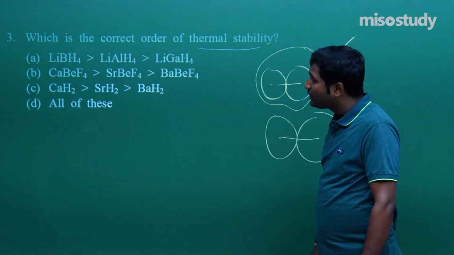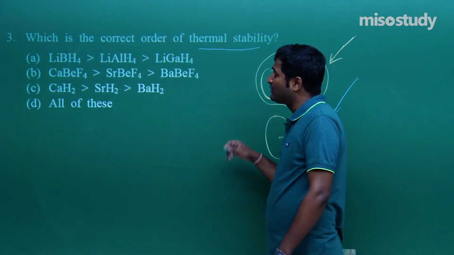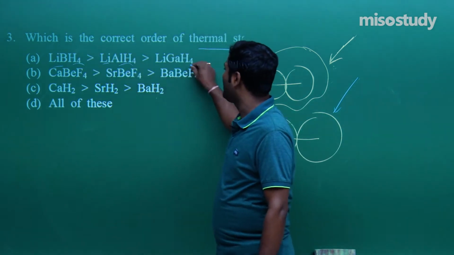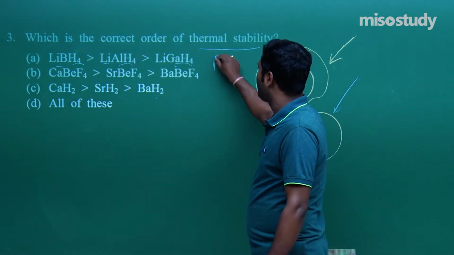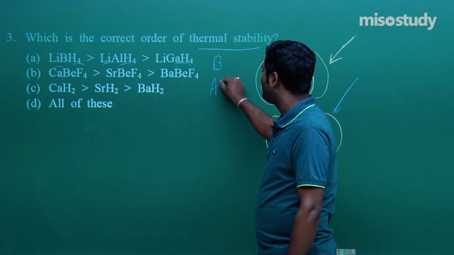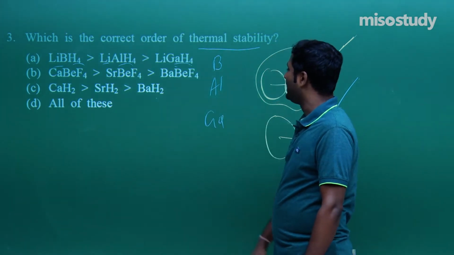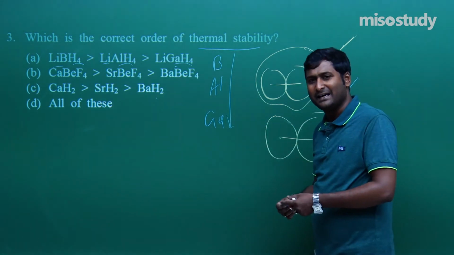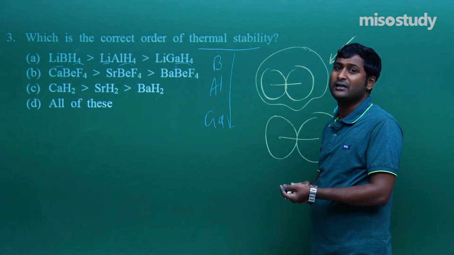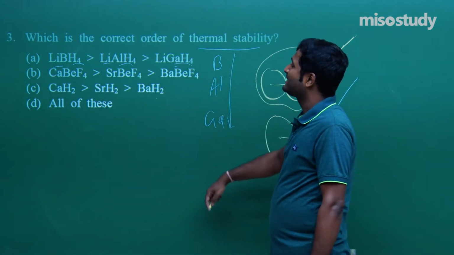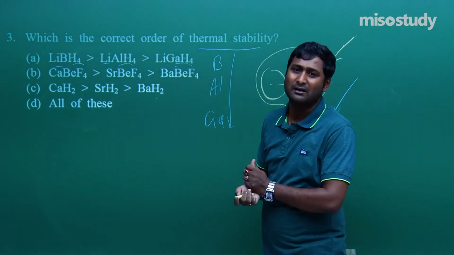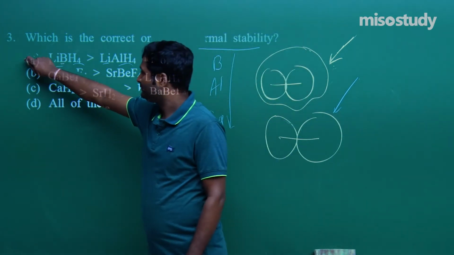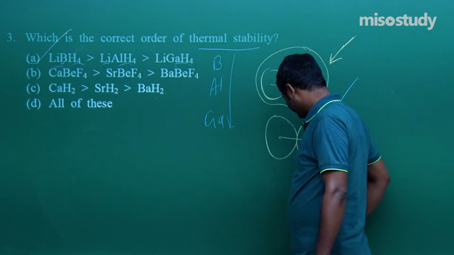Now moving towards the question, if I talk about the first option, Li-H, and then boron, aluminium, gallium hydrides, when we move down the group, size increases, so less amount of energy is required to break it. So in this case, which one will have high thermal stability? Sir, this one, because of small size. So the first option is correct.